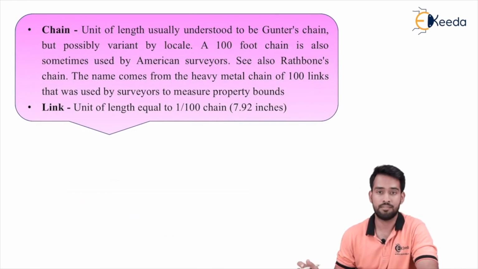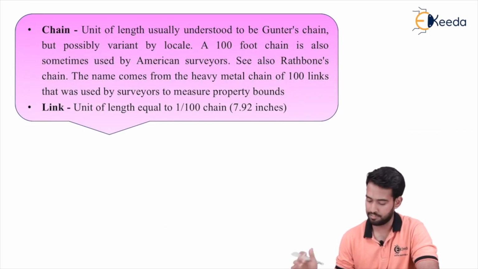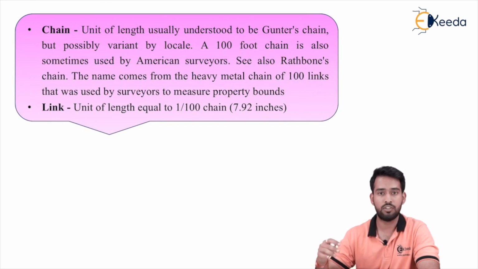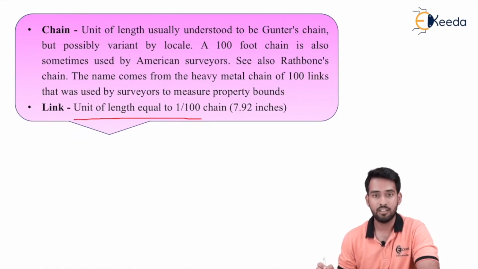The next is chain. Basically for surveying, we use chain and tape. Now, what is a chain? Chain is nothing but an instrument used to calculate the linear measurement or the length. Chain is divided into different parts, which we'll be seeing in different videos. Next is link. Link is the unit of length equal to 1 by 100 of a chain. It means a chain is made up of 100 links.